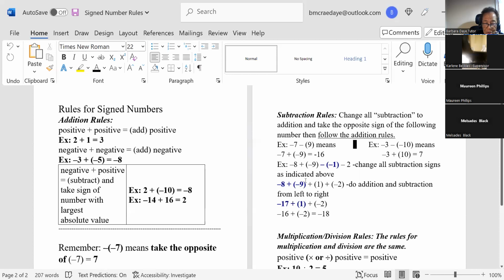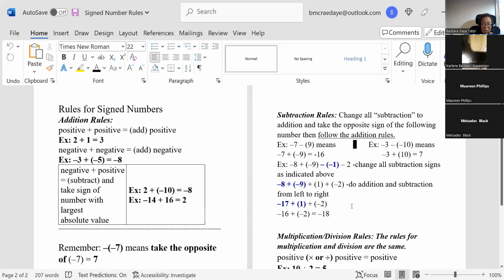Okay, plus a 1 and plus minus 2, that's really a minus 2, right? So you have minus 17 plus 1, and a plus a minus 2 is a negative 2. So what do you get? Minus 16 plus a minus 2. Remember your addition rules. Negative plus negative is negative. So your answer is minus 18.